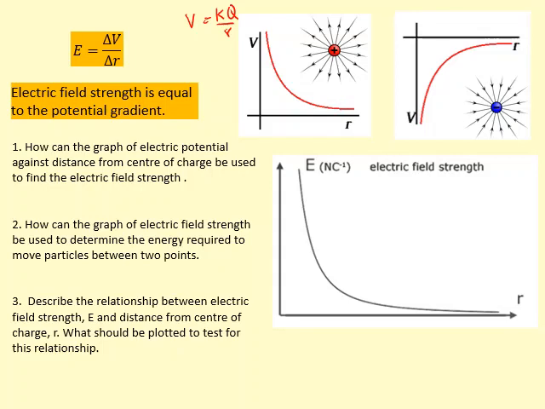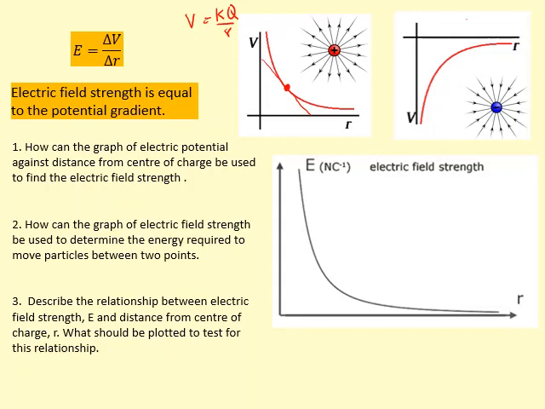Now, how can we find the electric field strength from the top two graphs? Because it's change in V over change in r, it's the same as saying change in y on this graph divided by change in x. So it means it's the gradient. If I want to find the field strength here, I'd have to find the gradient there by drawing a tangent, and then find the gradient from that, which gives me the electric field strength.